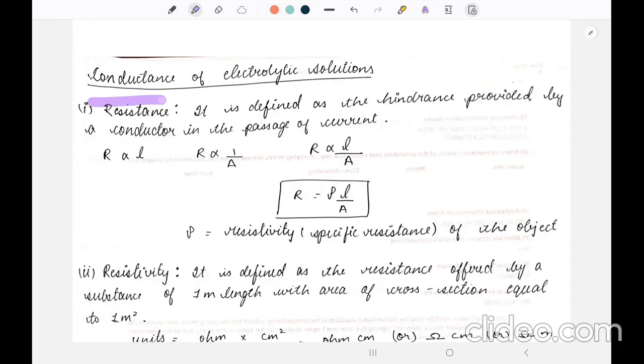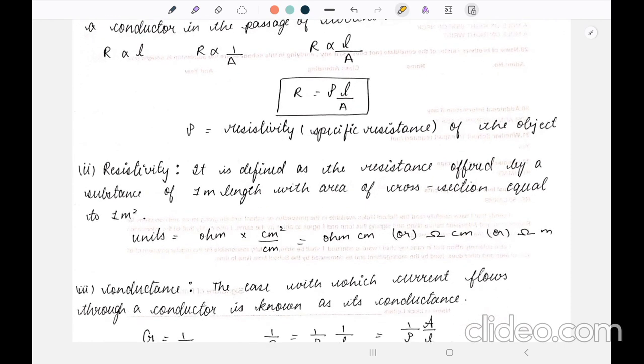First we'll be studying resistance. Resistance is defined as the hindrance provided by a conductor to the passage of electricity. Every substance offers resistance to the flow of electricity, which may be large or small in extent. The electrical resistance R of any object is directly proportional to its length and inversely proportional to its area of cross section. When we remove the proportionality sign, we get a constant which is called the resistivity or specific resistance of the object.